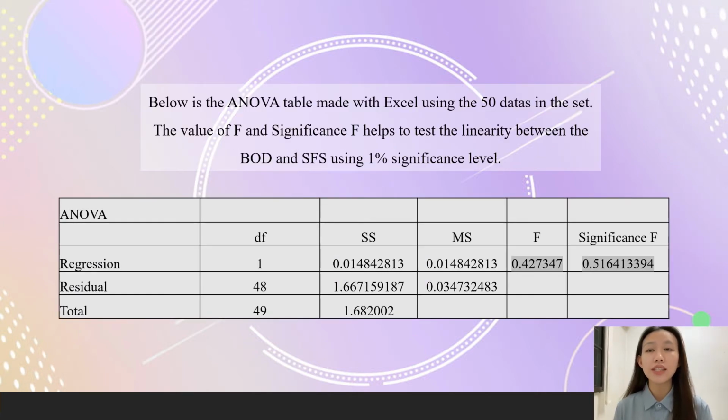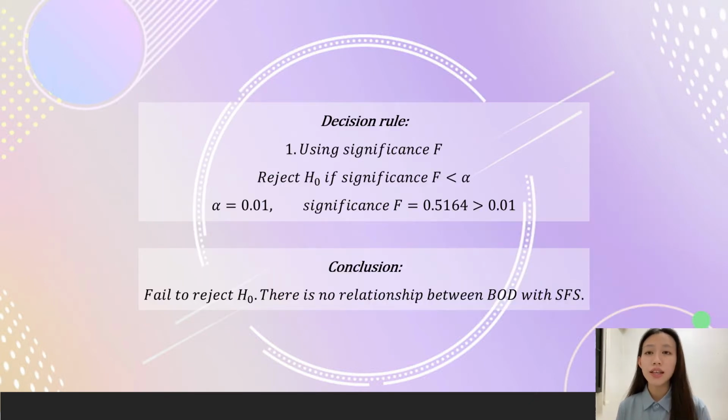Below is the ANOVA table made with Excel using the 50 data in the set. The value of f and significance f helps to test the linearity between the BOD and SFS using 1% significance level. Firstly, if we are using significance f, we reject H0 if significance f is less than alpha. We can see that significance f equals 0.5164, which is greater than 0.01. This brings to a conclusion that we fail to reject H0. There is no relationship between BOD and SFS at 1% significance level.